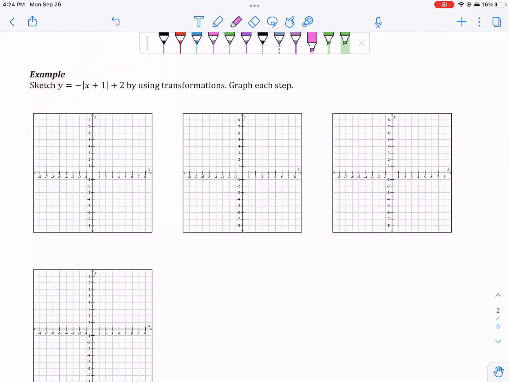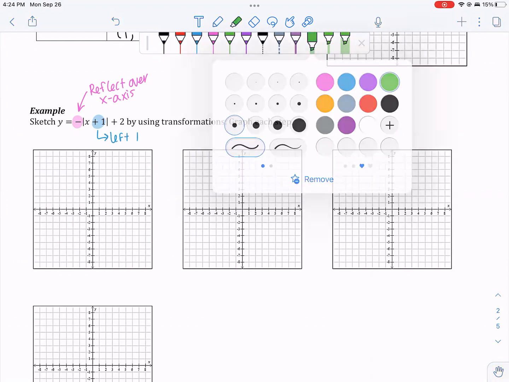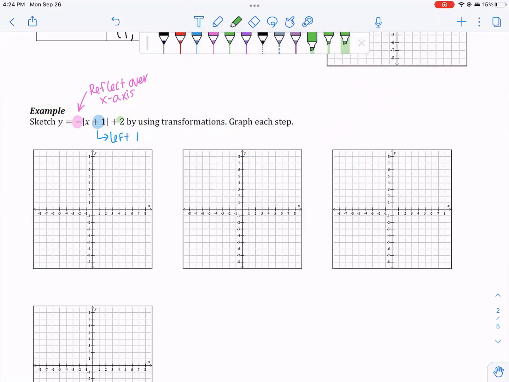This guy here, what transformations do we have? There's a negative out front. That means that we are going to reflect over the x-axis. There's a +1 on the inside, which is to the left one. And there's a +2. That's annoying. +2 on the outside. That is going up 2.